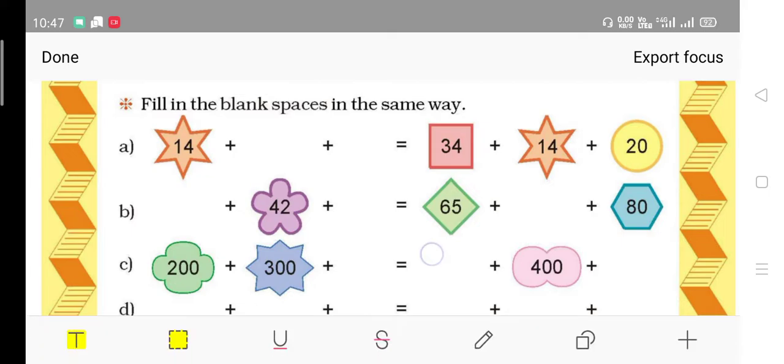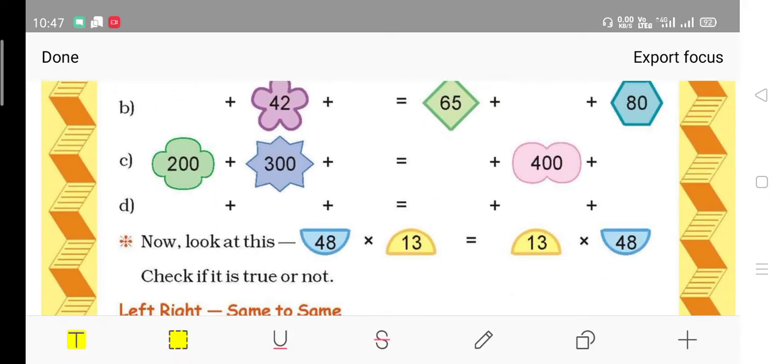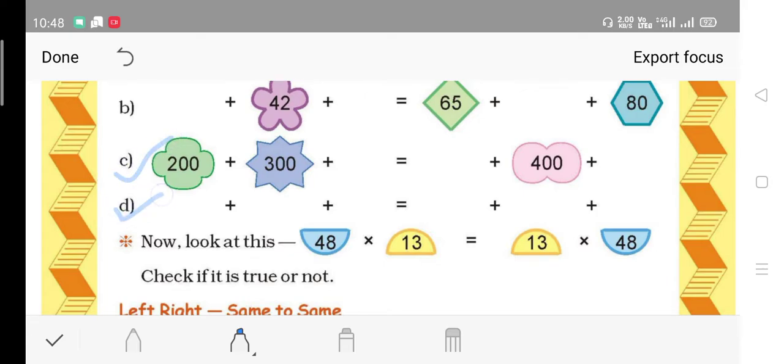What are the rest? See, your question C is there, right? Your question D is there. D is actually having nothing here. See, all places are vacant.